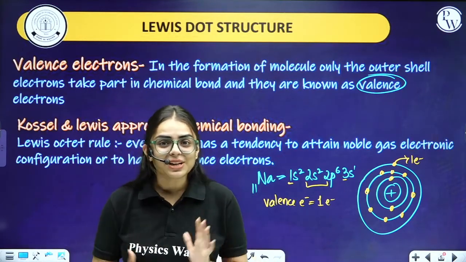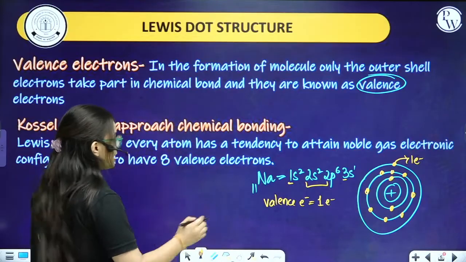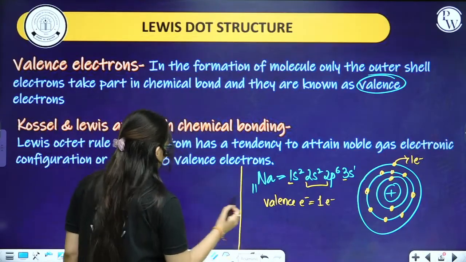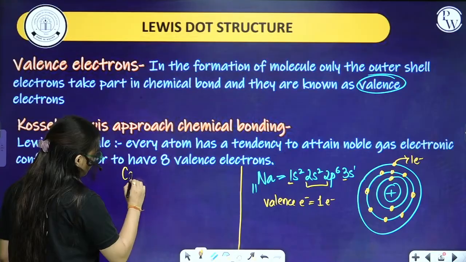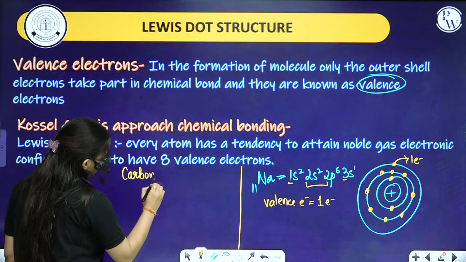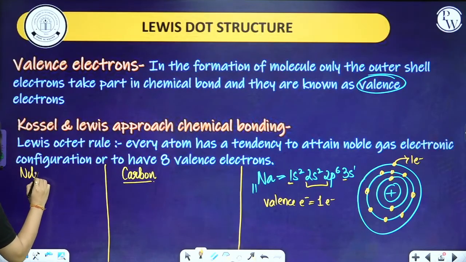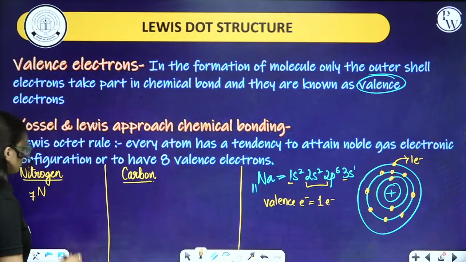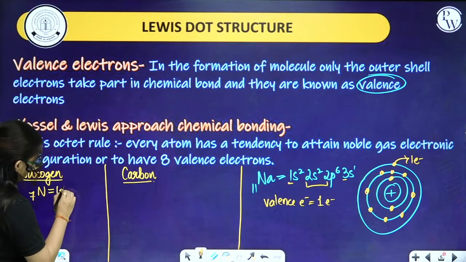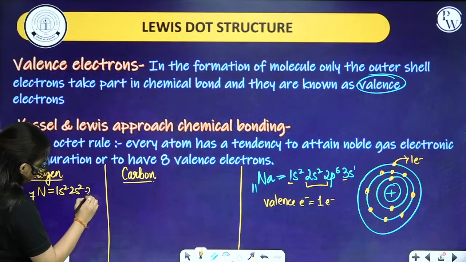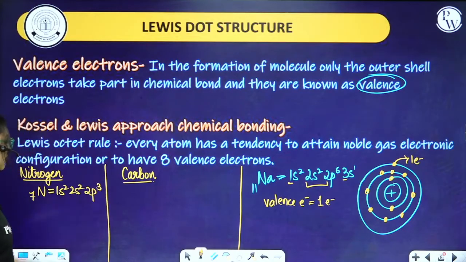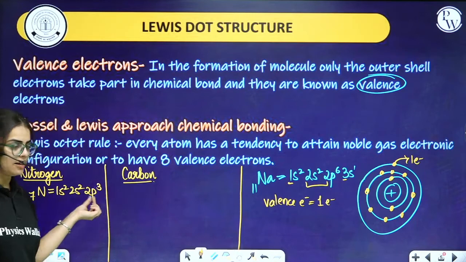Let us take some more examples. Now I am calculating the number of valence electrons. Let us take an example of carbon. Also, let us take one more example of nitrogen. See, nitrogen has an atomic number 7, students. So what is going to be the electronic configuration? It is 1s2, 2s2, 2p3. Count the electrons: 2 plus 2 is 4, 4 plus 3 is 7, right?